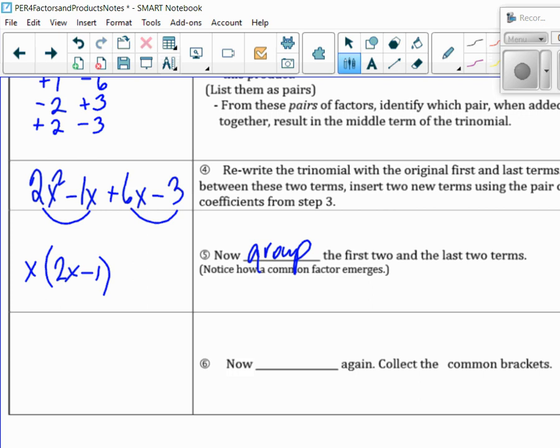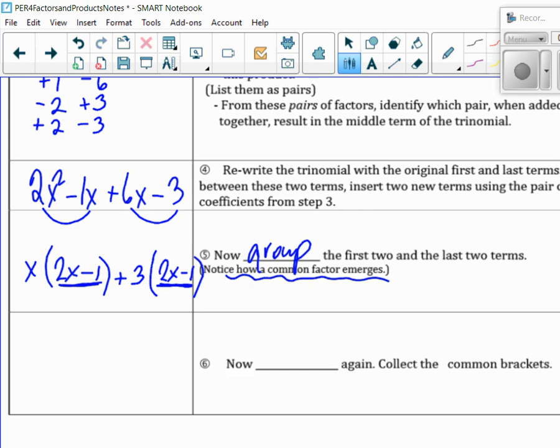Yes, okay. So what's the common factor in 6x minus 3? A 3. And I'm going to factor out a positive 3, and you'll see why. So what would I be left with when I take a 3 out of 6x minus 3? 2x minus 1. Does everybody see that? So this is where I said, notice how a common factor emerges. Do you see the common factor that emerges right here and right here? They're the same. So now we're going to do it again.